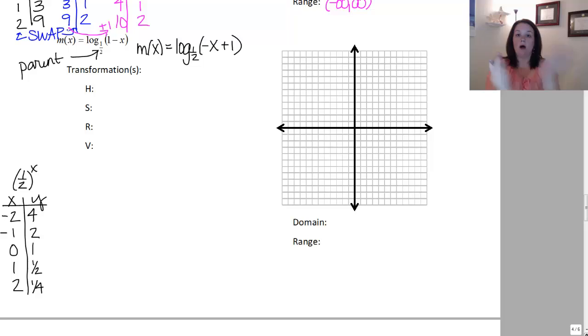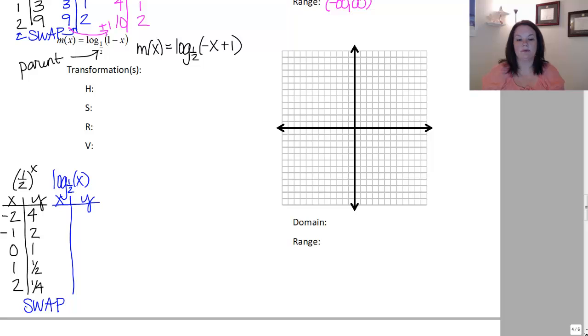So now I'm going to swap that table, swap all my ordered pairs, which will give me my log parent, which looks like log base 1/2 of x. Okay. Notice my exponential and my log always have the exact same base. The only difference is their x's and y's are swapped. Okay. So I'm just going to put down here swap. Go from this table to this table, I swap, which gives me the ordered pairs 4, -2, 2, -1, 1, 0, 1/2, 1, and 1/4, 2.